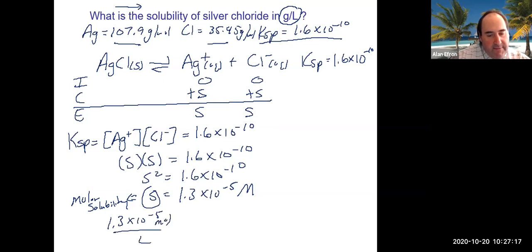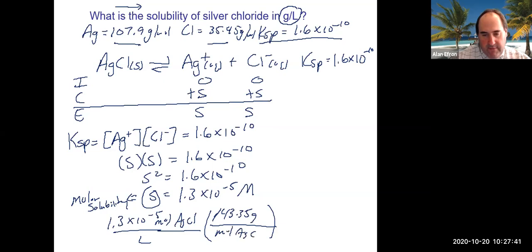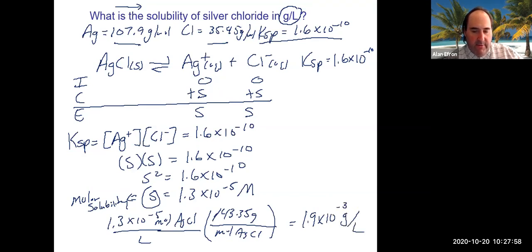moles per liter of silver chloride. And using the molar mass from the periodic table, 107.9 plus 35.45 gives us something like 143.35 grams per mole of silver chloride. And that would get us something like 1.9 times 10 to the minus 3 grams per liter.